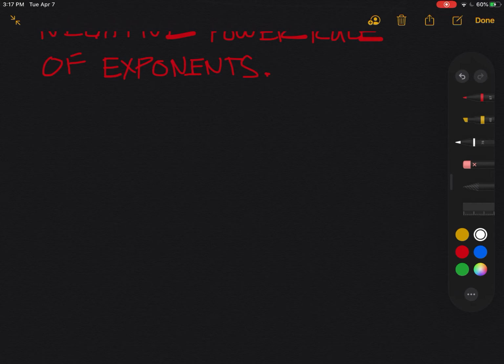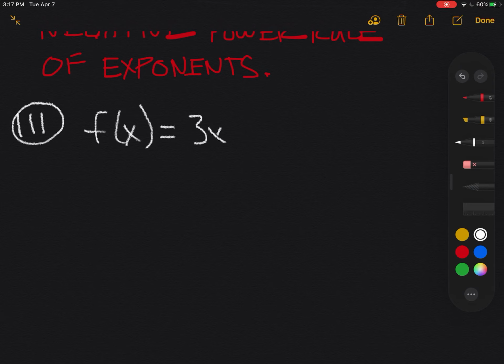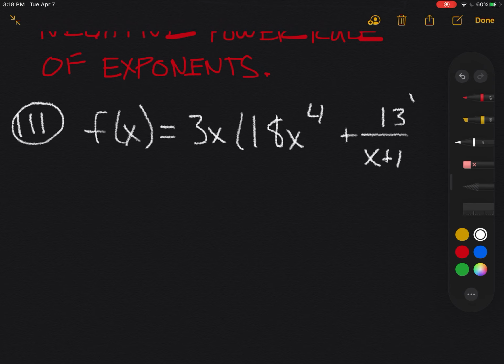All right. Where were we? Okay. We're at 111. So let's say I have f of x equals 3x times (18x to the fourth power plus 13 over x plus 1).